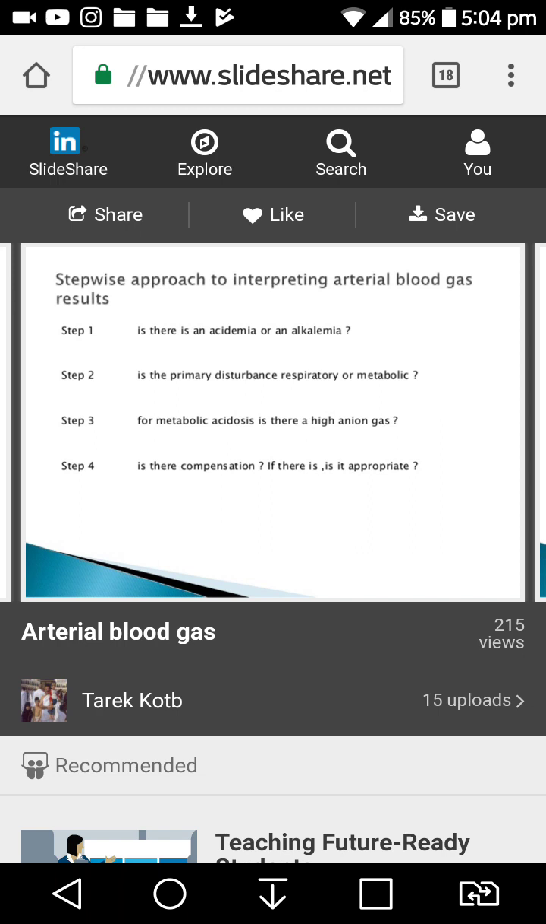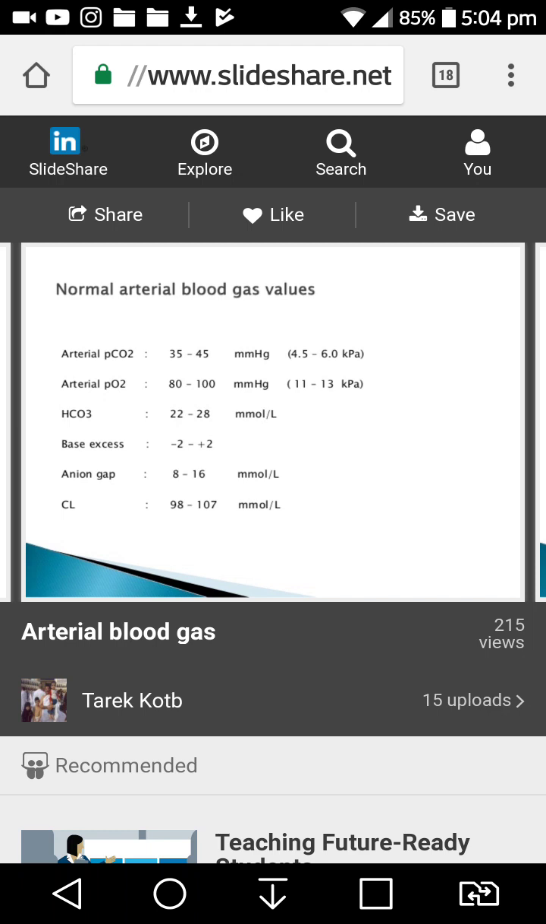For any blood gas, step 1, you should ask yourself: is there acidemia or alkalemia? Step 2, is the primary disturbance respiratory or metabolic? Step 3, for metabolic acidosis, is there a high anion gap? Step 4, is there any compensation and is it appropriate or not? We'll give you one example for blood gas.